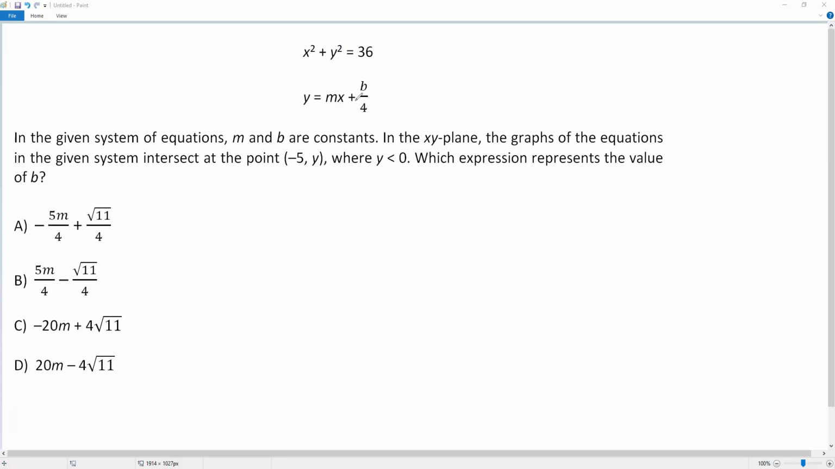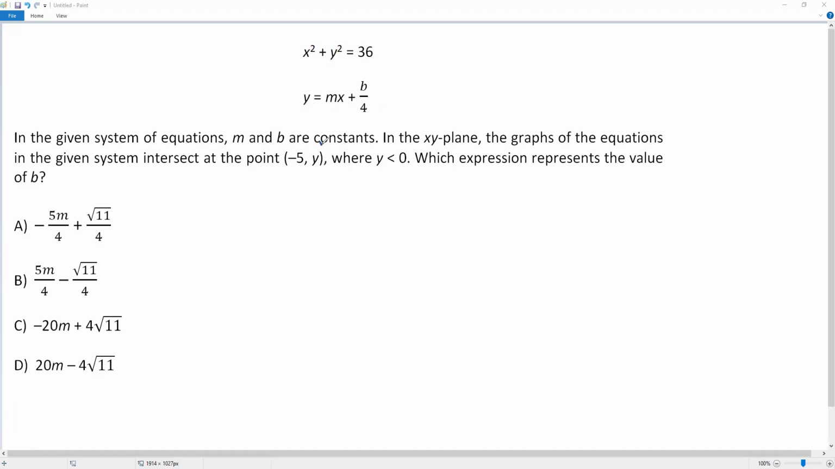Okay, in the given system, I have to find the value of this constant b. When I go over the answer choices, in each answer choice, there is a constant m. That is, we have to find the value of b in terms of m. In the second equation, we have b. To solve for b in terms of m in this second equation, we have to plug in a point on the graph of this equation. That is, we plug in the x coordinate for x and the y coordinate for y over here.